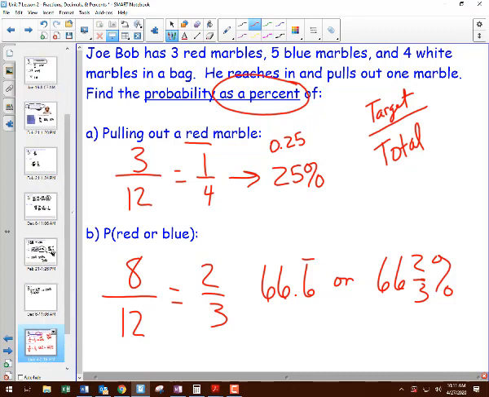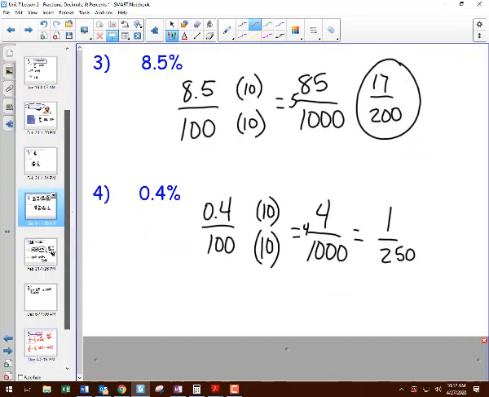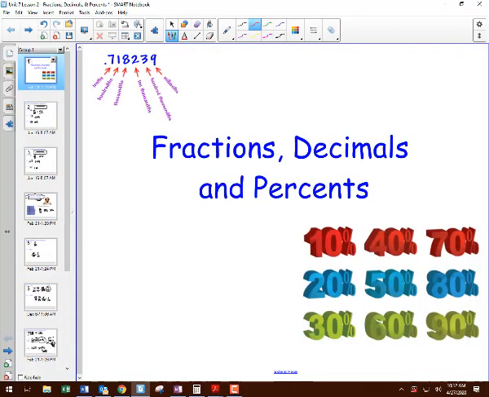So fraction, decimal, percent basics is all we're doing here this week. It should be mostly review, so take a look at your assignment, and I'll see you next week.